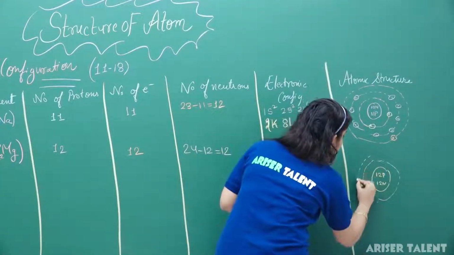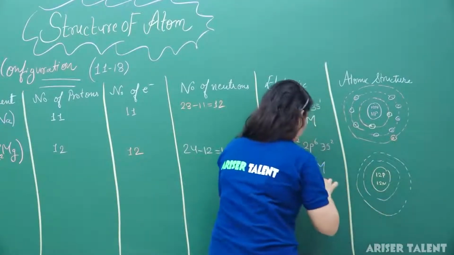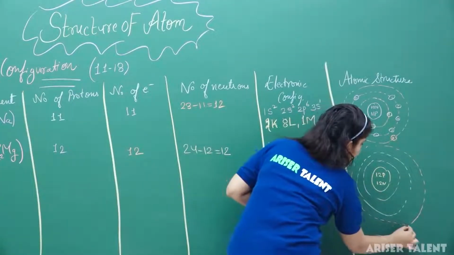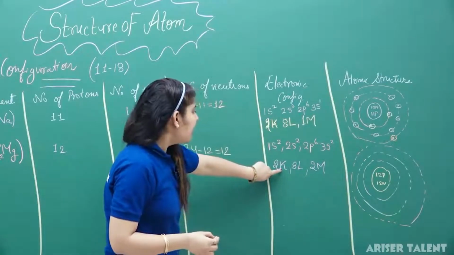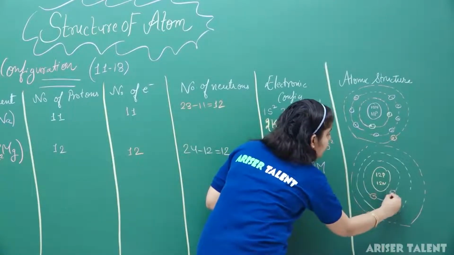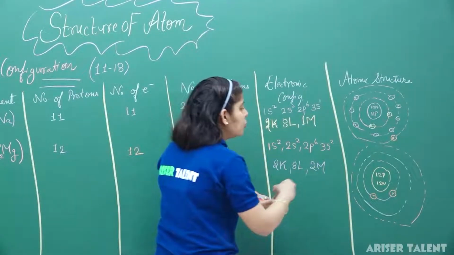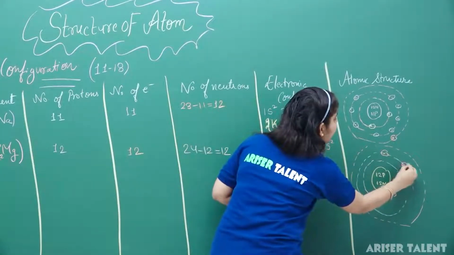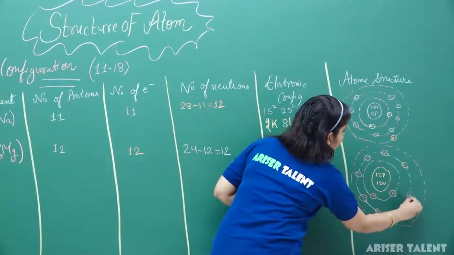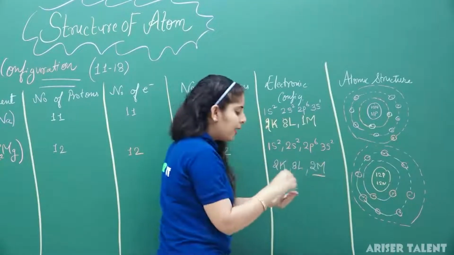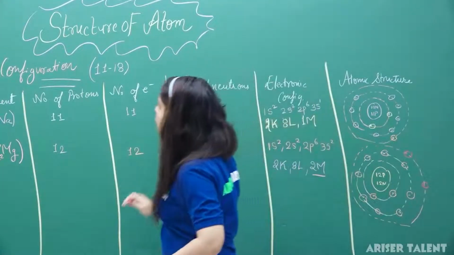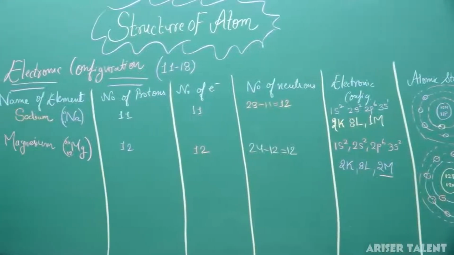Firstly K shell, next we have L shell, and in the third we have M shell. Now what we see here is, in K shell we have 2 electrons, so we will fill 2 electrons in the K shell. Now in L shell we have 8 electrons, so 8 electrons must be accommodated in this. And in the last M shell we have 2 electrons, so 2 electrons can be filled this way. So it is all about the electronic configuration of certain elements.